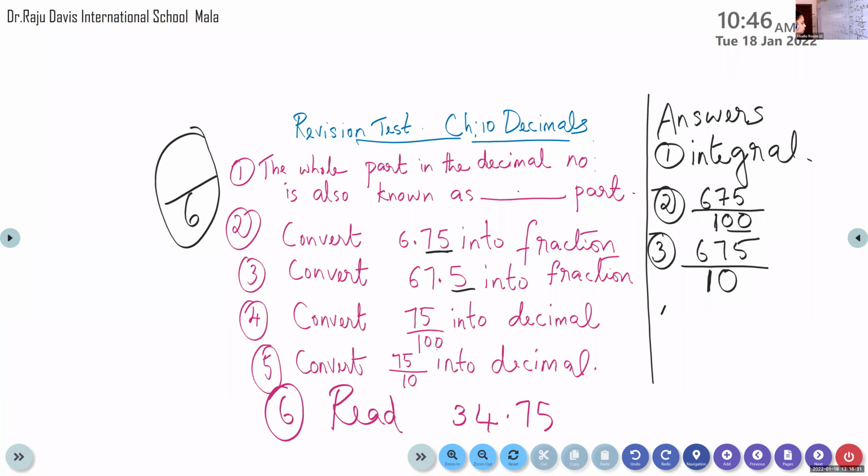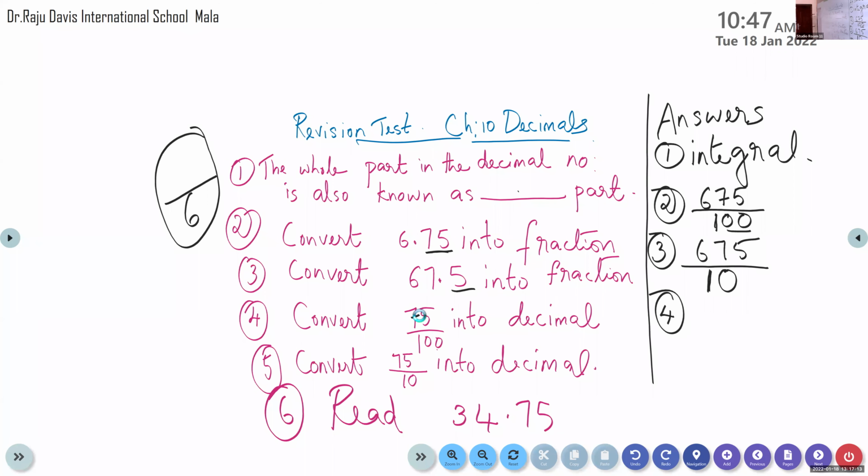Okay, question number 4. Siddharth, read question number 4. Okay, ma'am. Convert 55 by 100 into decimal. Which question? Can you read it again? Question number 4. Convert 55 by 100. Is it 55? Can you see what number is here? 75 by 100 into decimals. Okay, decimal. So what's the answer? 0.75. Very good.